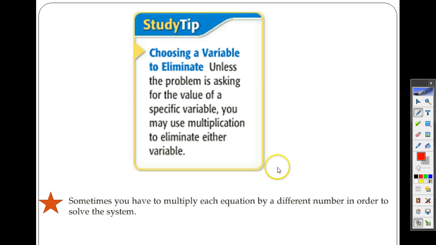Alright, here's a quick study tip. Choosing a variable to eliminate. Unless the problem is asking you for the value of a specific variable, you may use multiplication to eliminate either variable. So you can choose which one you want to do. Sometimes you have to multiply each equation by a different number in order to solve the equation.